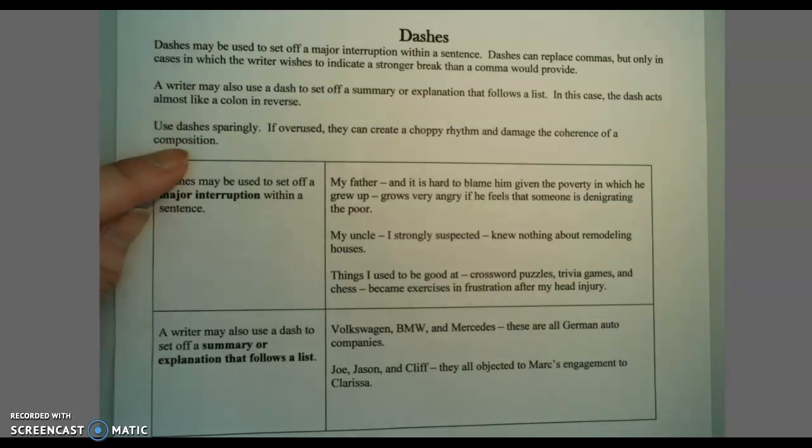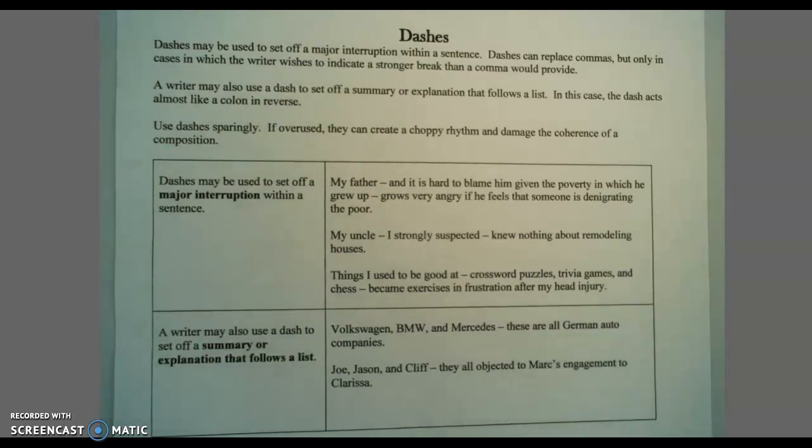Use dashes sparingly, because they do chop up your writing, and then they can damage the coherence of a composition. Not just coherence, which is like the flow of the composition, but also the clarity. It can interrupt the meaning of what it is you're trying to say.